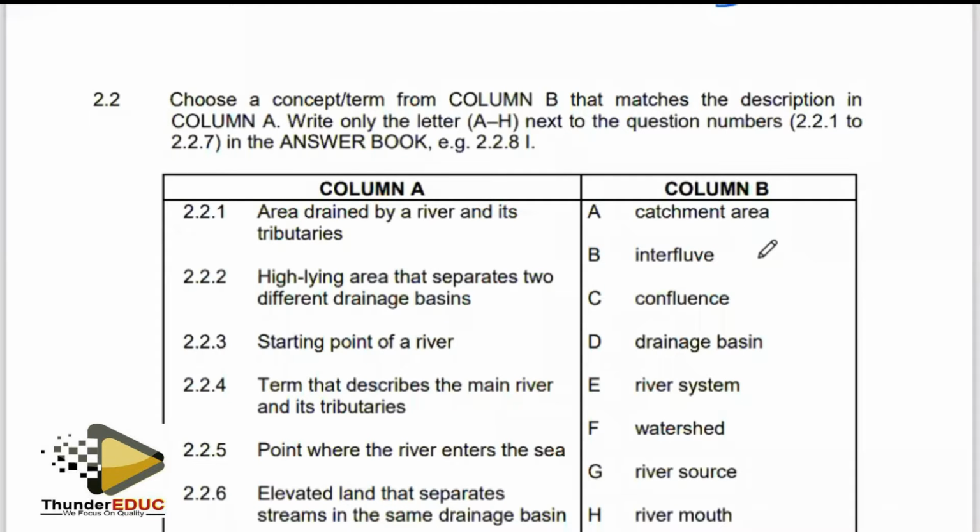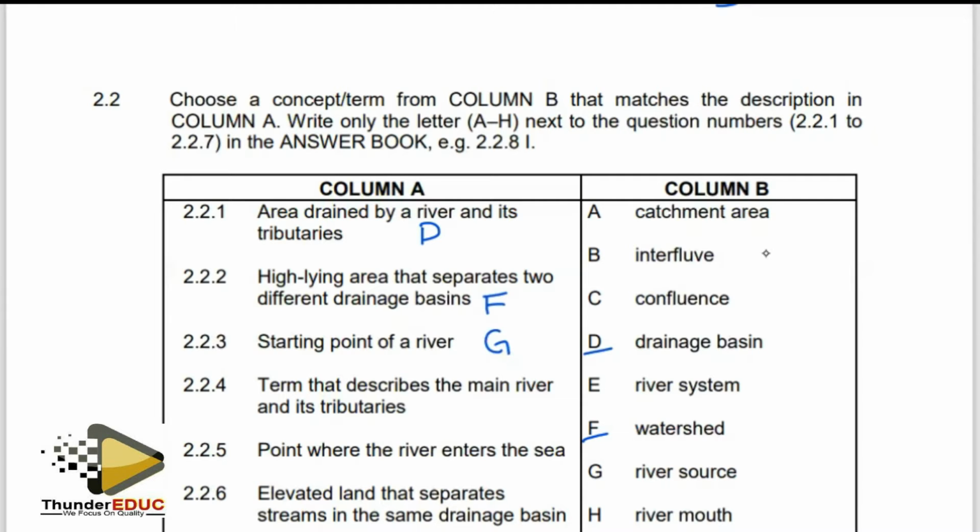Question 2.2. They say choose a concept from column B that matches this description in column A. Area drained by a river and its tributaries, that will be a drainage basin. 2.2.2, a high-lying area that separates two different drainage basins, that will be a watershed, which is F. 2.2.3, starting point of a river, that will be the source, which is G.